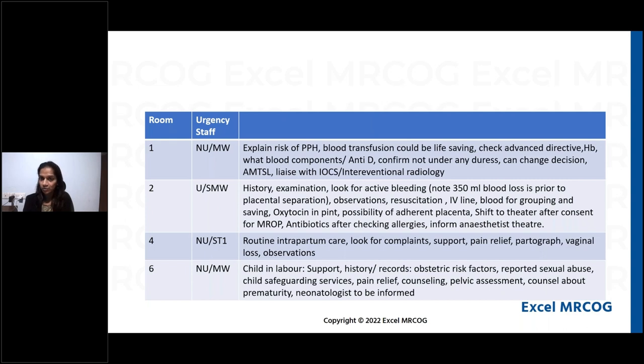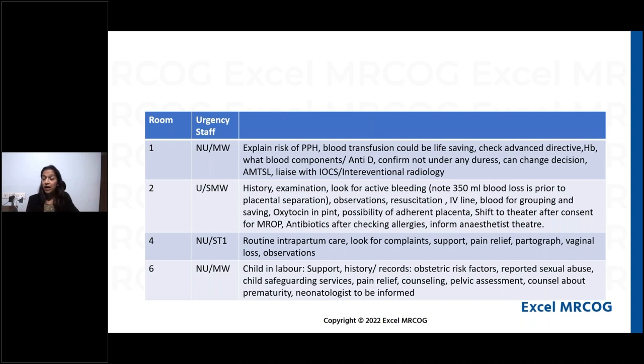So in the exam, you can justify why you are thinking this is urgent, because the placenta is in situ, the blood loss is already 350 ml, and the cord has snapped. So I want to look into this patient on an urgent basis. I would like to take a history, examination, look for active bleeding, do observations, resuscitation, IV line, blood for grouping and cross-matching, oxytocin in pint, because NICE guidelines clearly state that for retained placenta, injecting in the cord does not help. The only thing that helps is oxytocin in pint if she's bleeding actively.